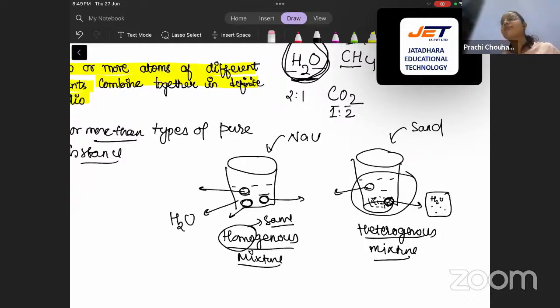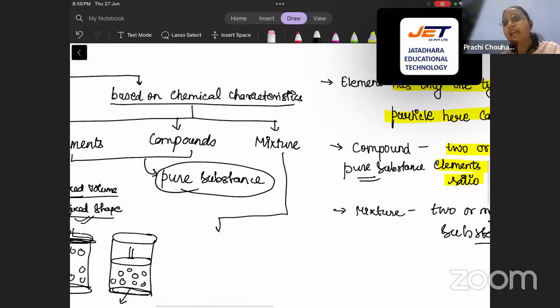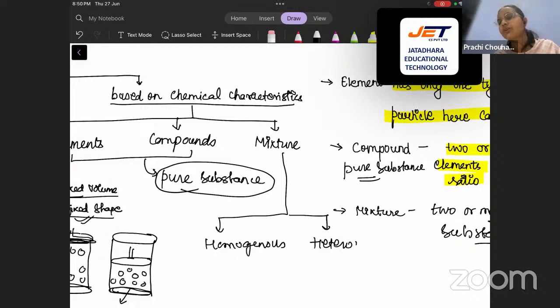So that's what you have to write for the heterogeneous mixture: that the composition is not same throughout the mixture, whereas here the composition is same throughout the mixture. So that's how we define homogeneous and heterogeneous mixtures. So you can add it here that we have two types of mixtures, that is homogeneous and we have heterogeneous. And how do we define them?